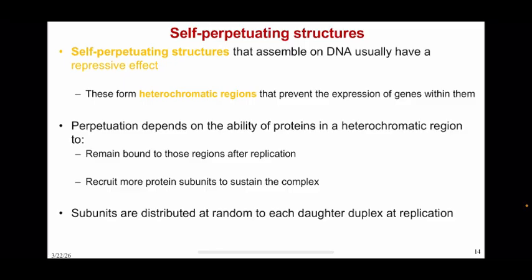So, the ability of these proteins, let me read it all. Perpetuation depends on the ability of the proteins in the heterochromatic region to remain bound to the region after replication, and also to recruit more protein subunits to sustain the complex. Okay, so just like the methylations on DNA, protein structures on the histone must also have the ability to remain bound after replication. Just like methylation, they will be like half the number of proteins that were on the parental structure. So they should have the ability to recruit more proteins to sustain themselves.